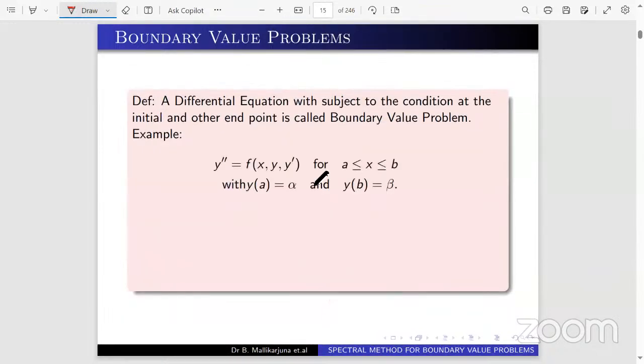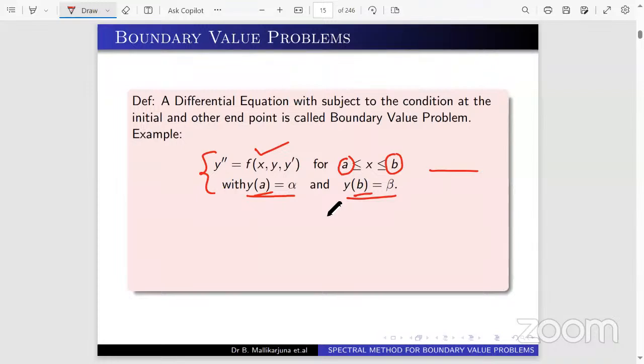The example: suppose a second order differential equation. This is the starting point, at the point a, and this is the other point at x equals b. So the conditions of this differential equation are given at the initial point and the other end point. That is why this is called a boundary value problem.